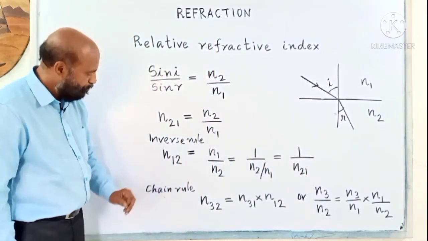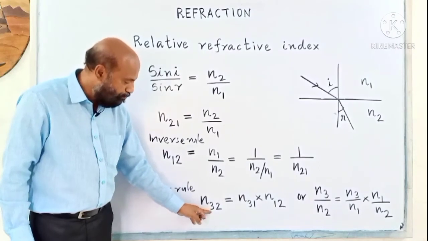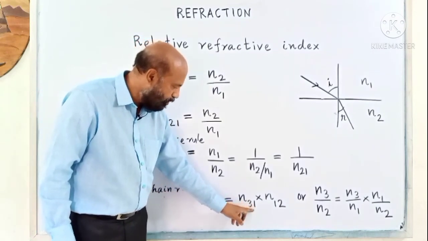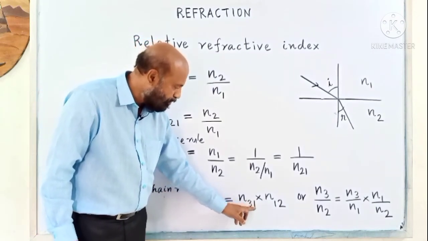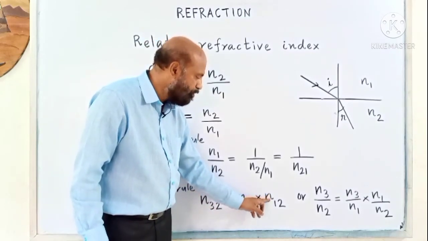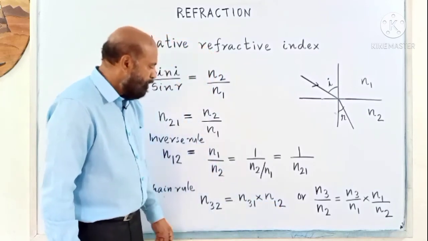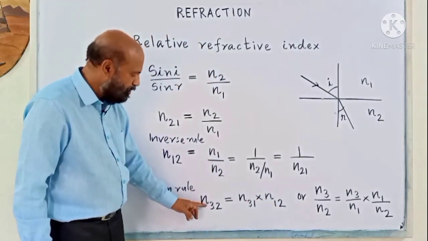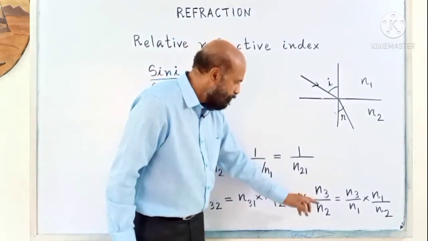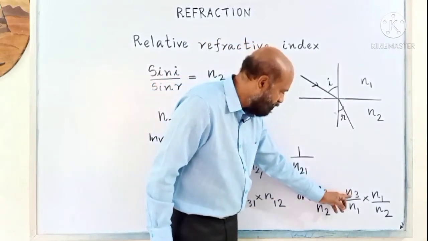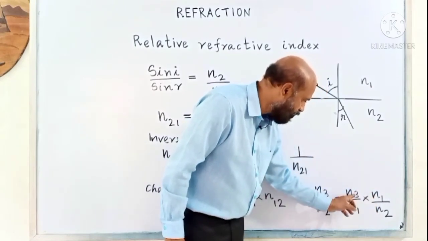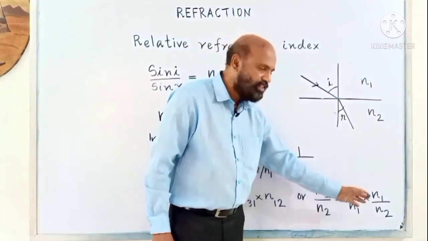Now let us see the chain rule. The refractive index of the third medium with respect to the second medium, that is n32, can be written as n31, the refractive index of the third medium with respect to the first medium, multiplied by n12, the refractive index of the first medium with respect to the second medium. That means n3 by n2 can be written as n3 by n1 into n1 by n2. This n1 will get cancelled, so n3 by n2. So this is what is called the chain rule.